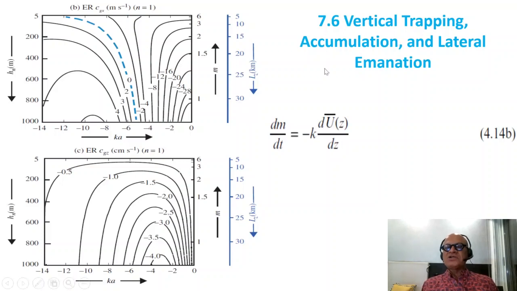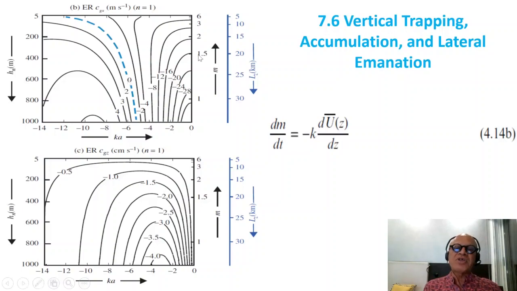Moving on to the vertical trapping, accumulation, and lateral emanation. This is critical. Lateral emanation is critical because when you move heat sources like during an El Nino, the so-called teleconnections or the signals in rainfall or heat temperatures and so on are produced far away from the tropical Pacific where El Nino happens, through these kinds of emanations from the origin of the wave forcing.